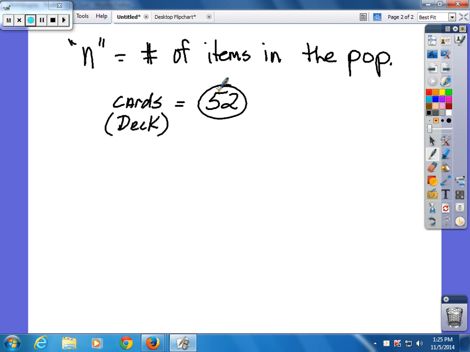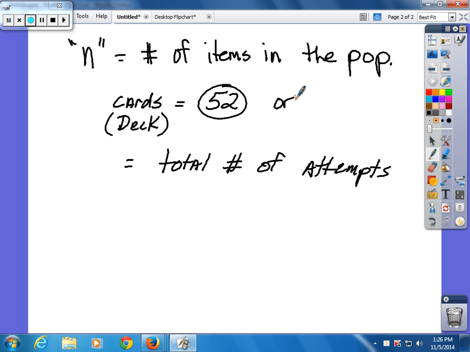All right. So n is the number of items in the population, or the total number of attempts. You could say that if you were in probability. If I flip a coin 50 times, what is n? 50. If it came up tails 48 times, that would be 48 out of 50. And we'll get to that here in a little bit. So that's n. It can be the number of items in a population, or it can be the total number of attempts.